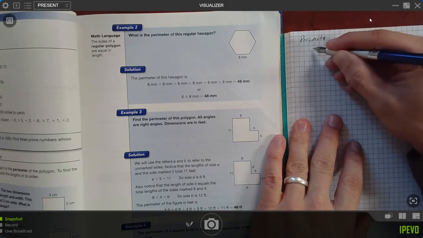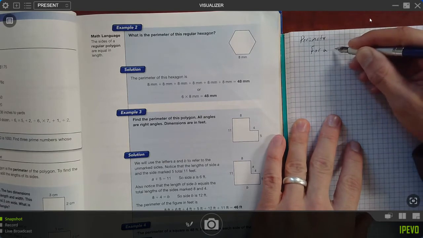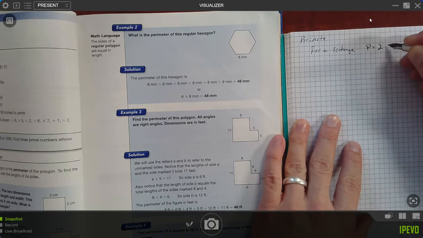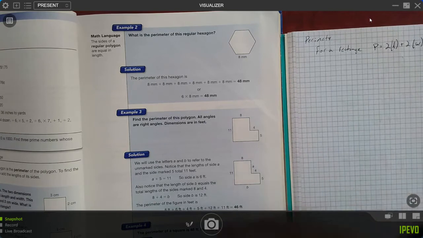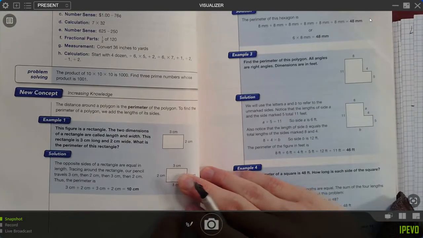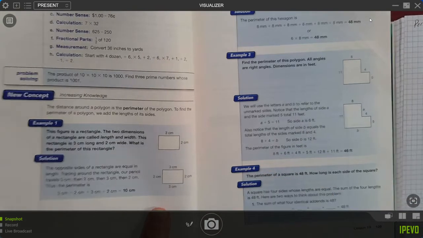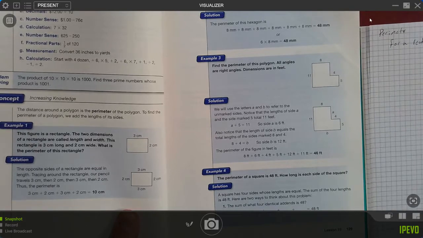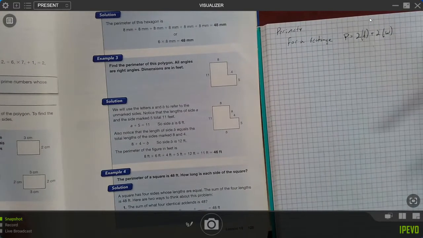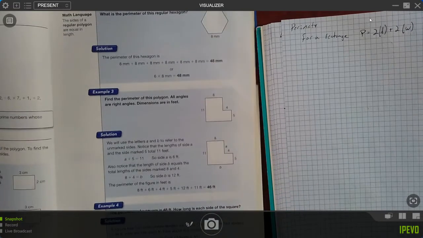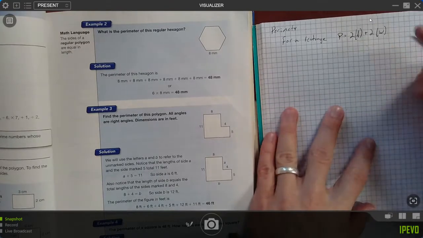Perimeter for a square or for a rectangle: P equals 2 times the length plus 2 times the width. So in this case, the length is 3, the width is 2, and so 2 times 2 is 4, 2 times 3 is 6. You add them together. Now, is that easier than just doing 3 plus 2 plus 3 plus 2? Not necessarily. It's all the same. You'll get there either way. I just wanted to let you know how you would do it.